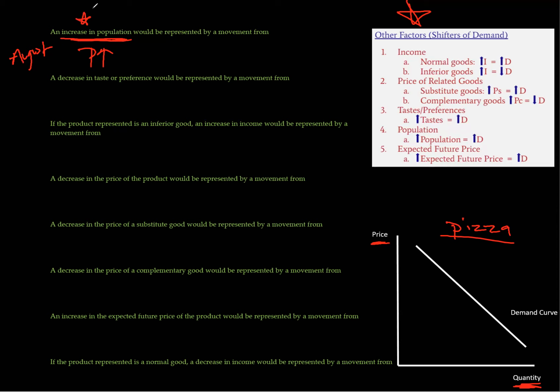Well, we can logically think through that, but let's just use our shifter list. An increase in population increases demand. Well, that's easy. That makes sense. The more students there are, the more people there are in Clinton, the more people are going to want to buy pizza. An increase in demand means the whole curve shifts to the right. So it'll look like this. That's very simple. That's the way you answer it.